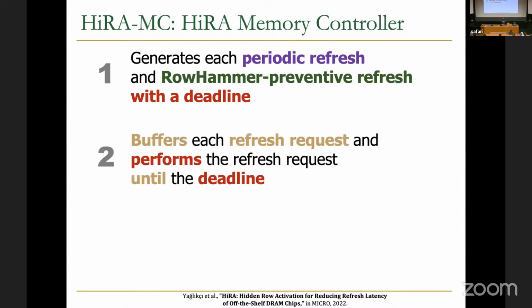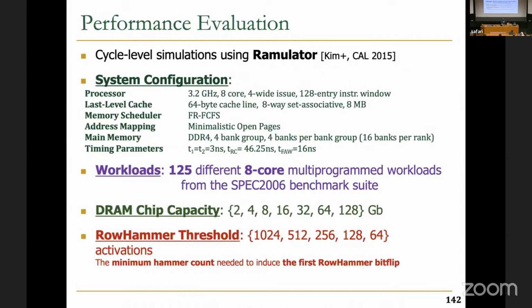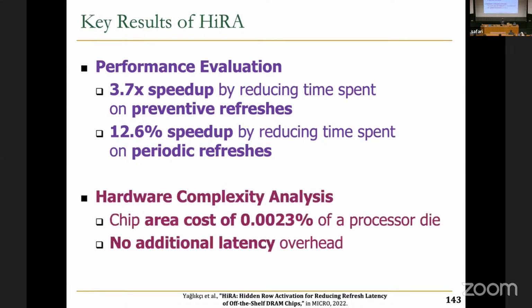It buffers these refresh requests in a queue until their deadline comes. And it finds opportunities to perform these refresh operations in parallel with other accesses by leveraging subarray-level parallelism. We evaluate HiRA and show that it can significantly increase system performance by reducing the time spent for RowHammer preventive refreshes and periodic refresh operations. And we can also implement it at low cost.